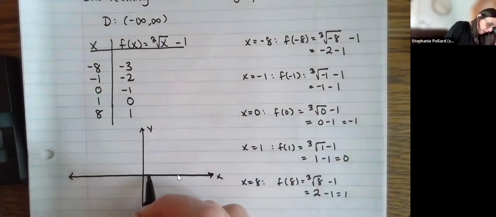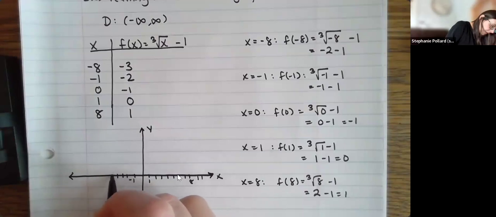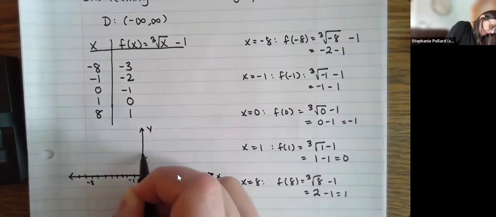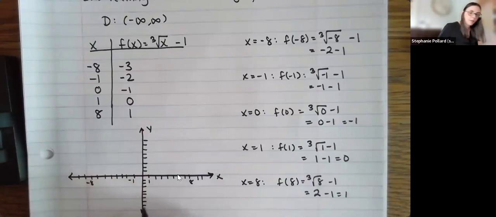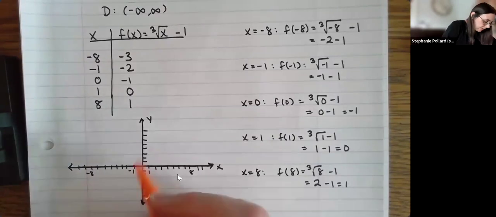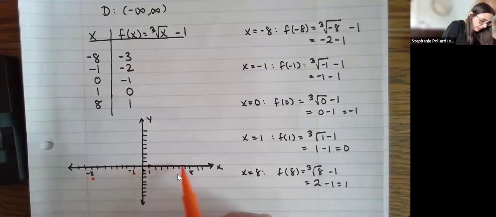So I have 1, 2, 3, 4, 5, 6, 7, 8, 9, 10. Just do my best to stay somewhat consistent here. And let's go ahead and plot these. So I have (-8, -3), (-1, -2). I have (0, -1). I have (1, 0), and then I have (8, 1).